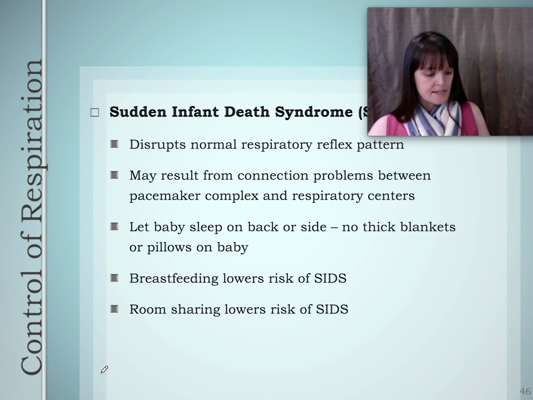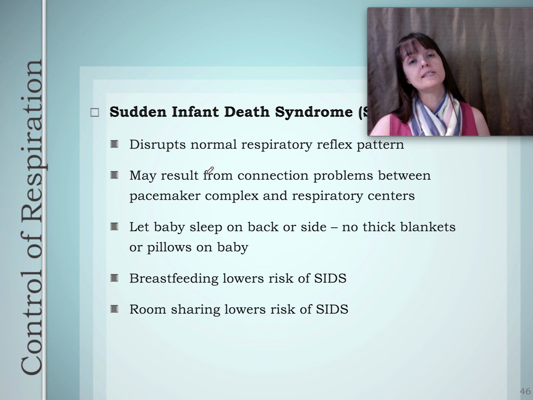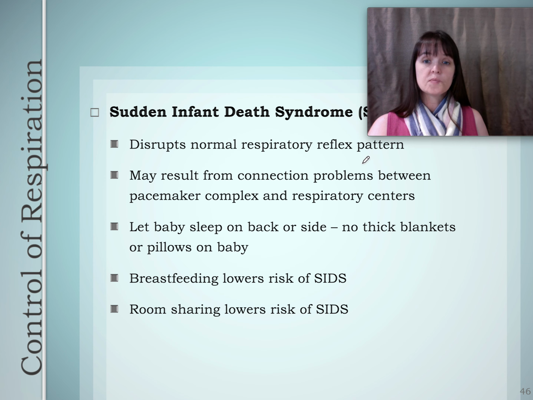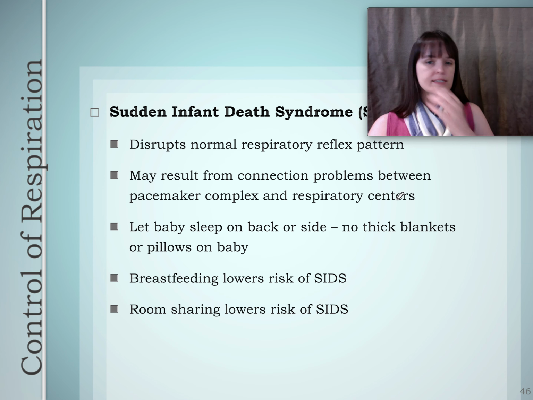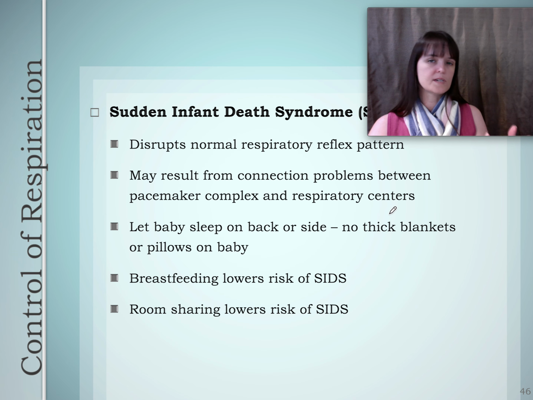All right, continuing this page: sudden infant death syndrome, SIDS, also called crib death. The previous edition of the book said it killed 10,000 babies a year in the US, and that number has been decreased in this book to 2,250 babies a year in the US. It generally happens between 2 and 4 months, and it disrupts the normal respiratory reflex pattern. They think it's connection problems between the pacemaker complex and the respiratory centers.